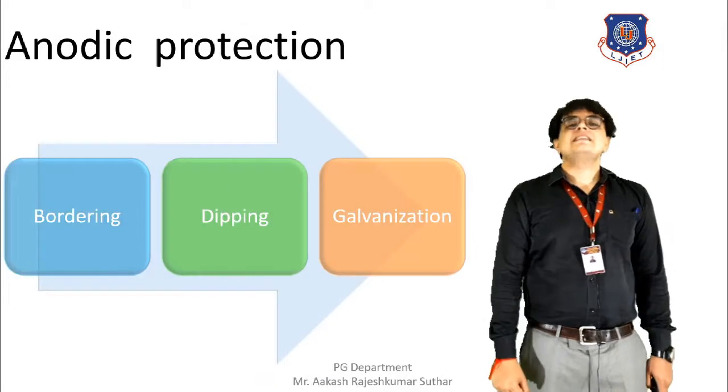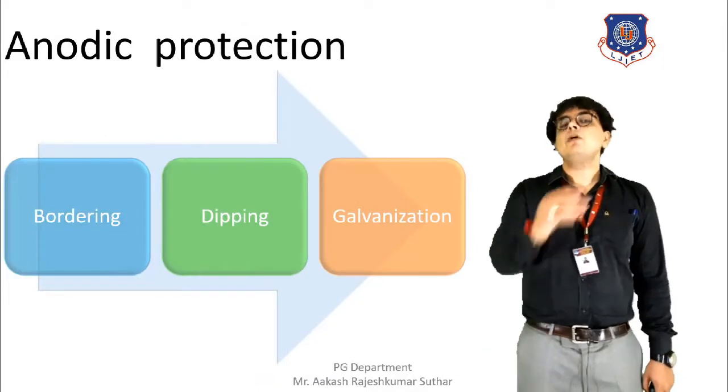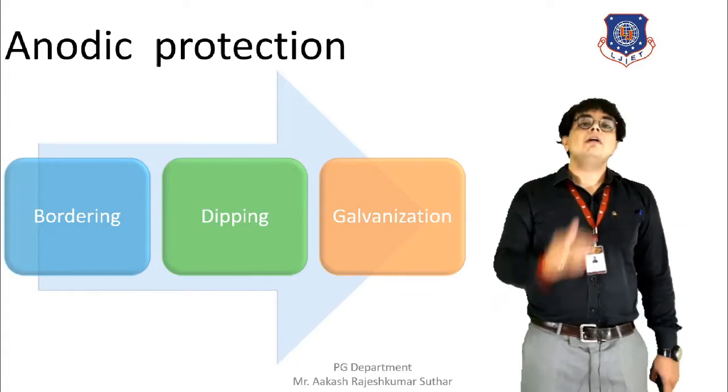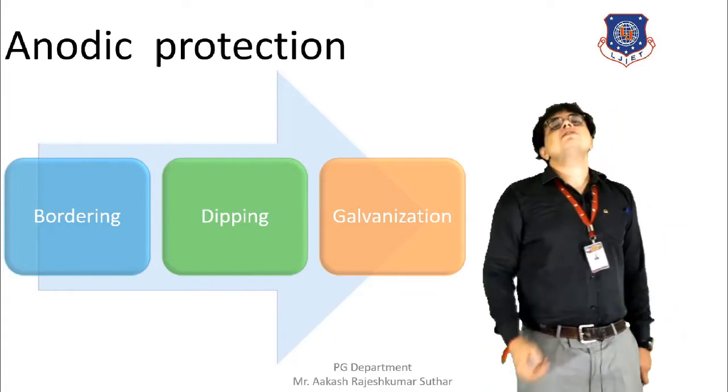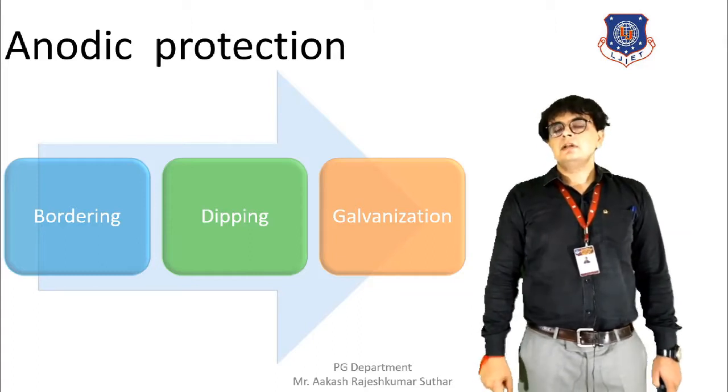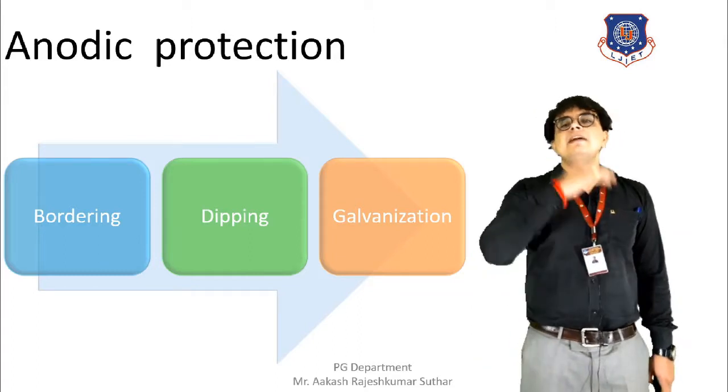Let's discuss the steps. In the first step the bordering is done. We apply a layer of paint or varnish on the outer surface of the metal that is required to be protected. In the first step we are providing a bordering.